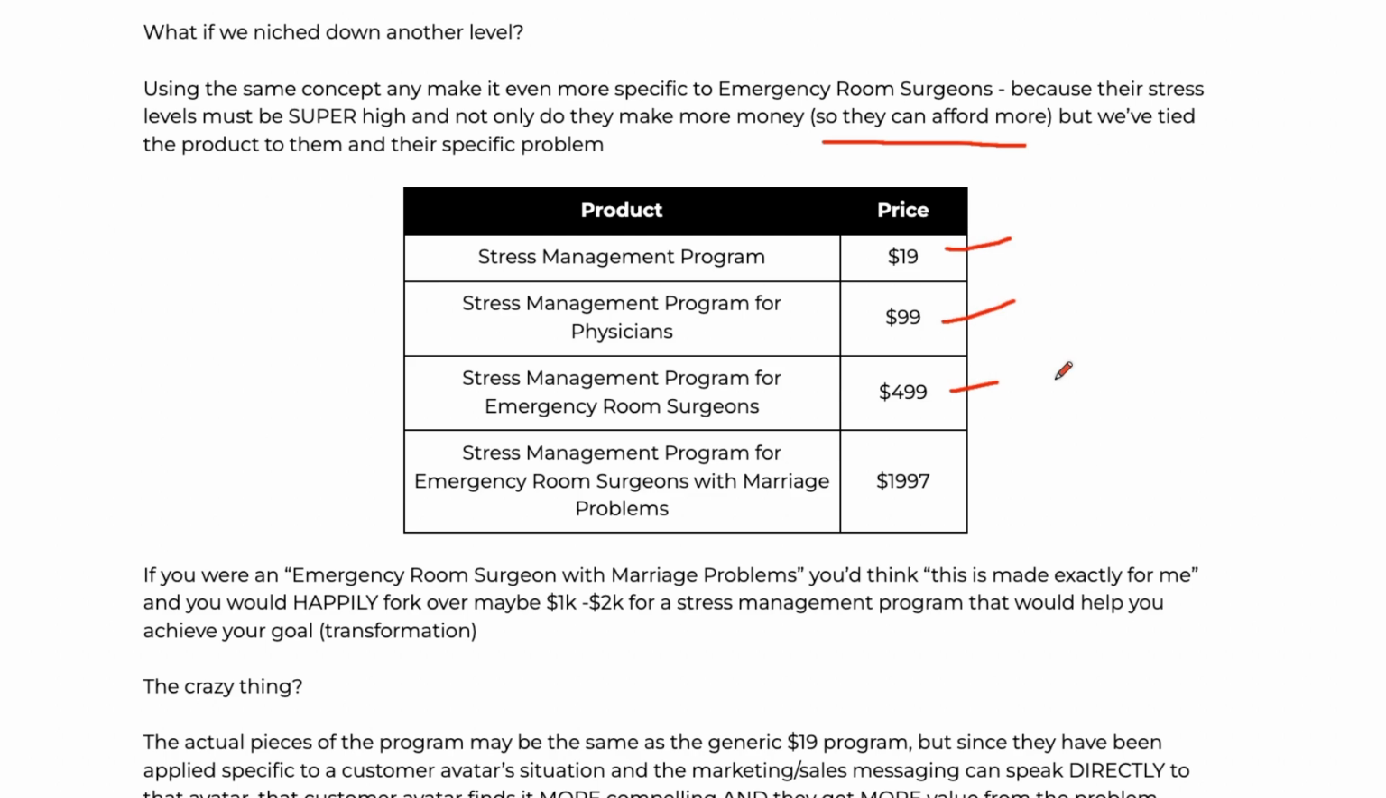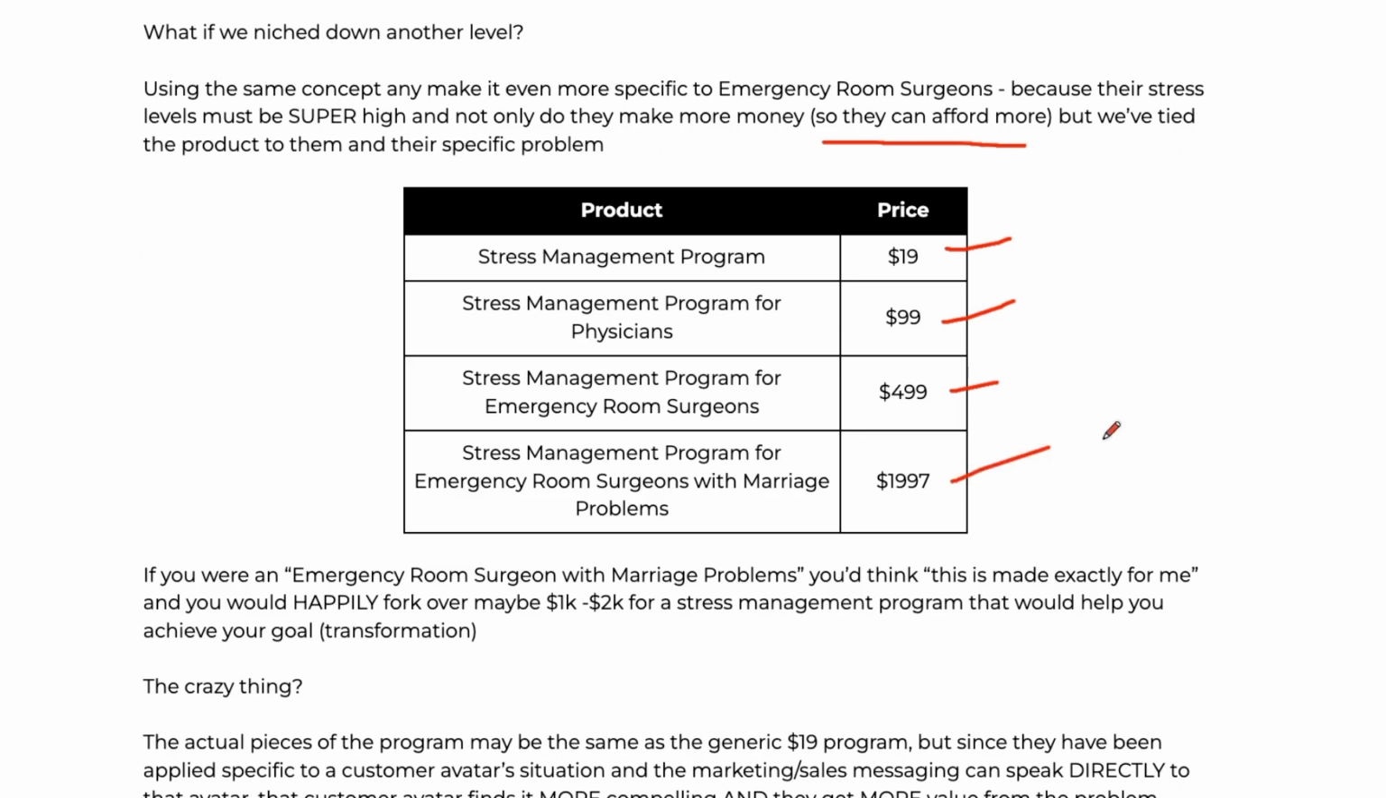And on top of that, we could say, you know what, let's niche down even more. It's a stress management program for, let's say, emergency room surgeons who now have marriage problems because of their stress. Now it's tied to an outcome that is relevant within their specific target market, and we can increase the price to, let's say, $1997.